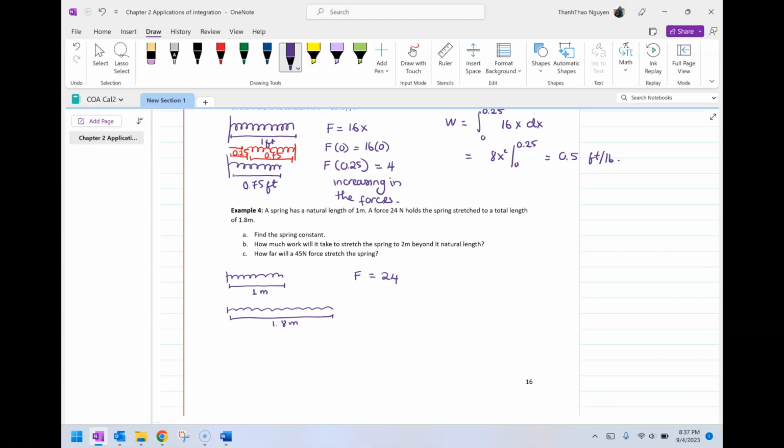Let's find the spring constant first. According to Hooke's law, F is equal to k times x. x here is the distance that's been stretched, the difference of the stretched length from the original one. So here we know that x is equal to 0.8. It requires 24 Newtons to stretch 0.8 meter, which means k is equal to 30 Newtons per meter.